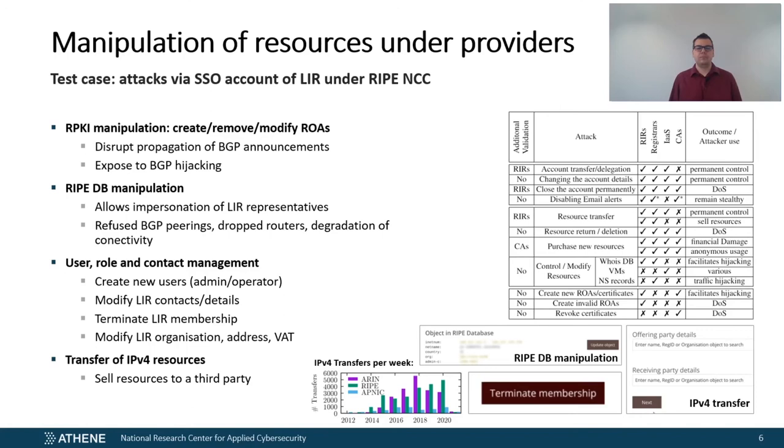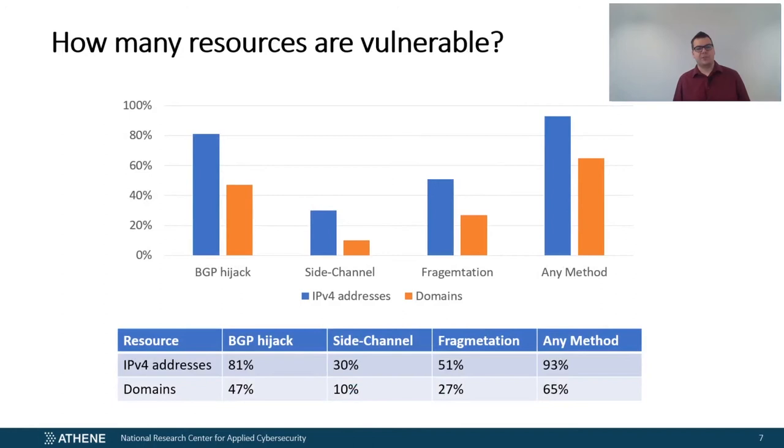Finally, the question is how many resources are vulnerable to our attacks. So essentially, we looked at the IP addresses and domains and found from the public WHOIS records that even though only roughly 50% of the accounts are vulnerable, roughly 80% of the IP addresses are vulnerable to our attacks, because the bigger network blocks seem to be more vulnerable, or the accounts which manage more IP resources seem to be more often vulnerable than smaller accounts. We also found that for domains, roughly half of the Alexa 100K domains are vulnerable to our attacks via BGP hijacks, which is smaller for the other cache poisoning methodologies. Overall, we see that 93% of IP addresses and 65% of the domains are vulnerable to our attacks.